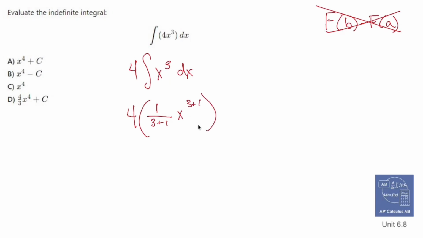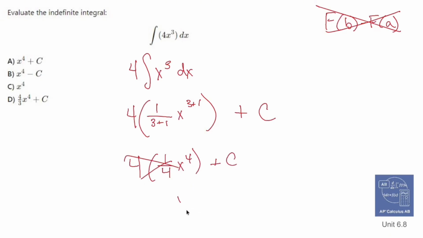Now, what makes indefinite integrals different is I don't have limits of integration. So at the very end of every single indefinite integral problem, we have to add an arbitrary constant. We don't know what that constant is. We just know it's there because if we were to then take the derivative of this guy, the constant becomes 0. So you become 4 times 1/4 x to the 4th plus c.